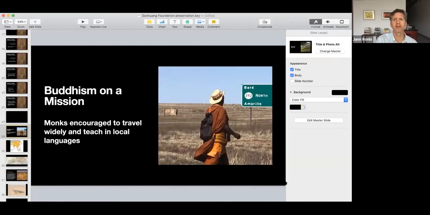All right, now I'm going to talk about another aspect of Buddhism that also has to do with how and why Buddhism went to Dunhuang and Inner Asia and East Asia more broadly. This part of the talk is called Buddhism on a Mission.